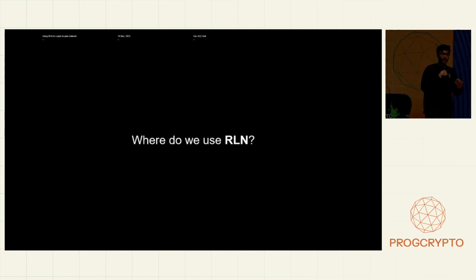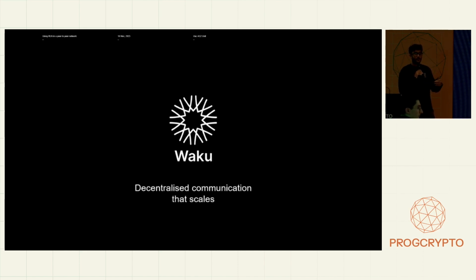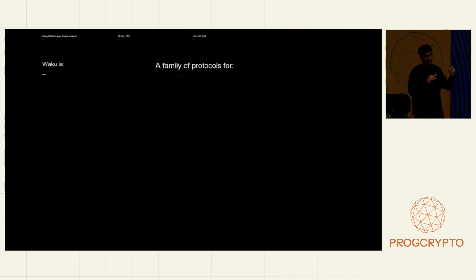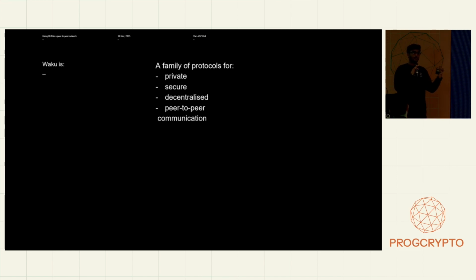Let's talk about where we use RLN, and it is Waku. Waku can be identified as a family of protocols for private, secure, decentralized, and peer-to-peer communication. There is a Waku family of protocols as well as a Waku network, which is an opinionated version of them.